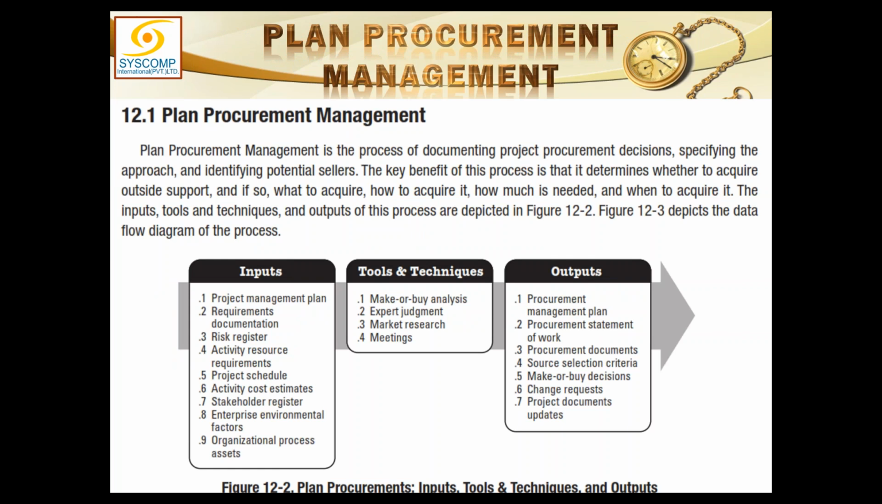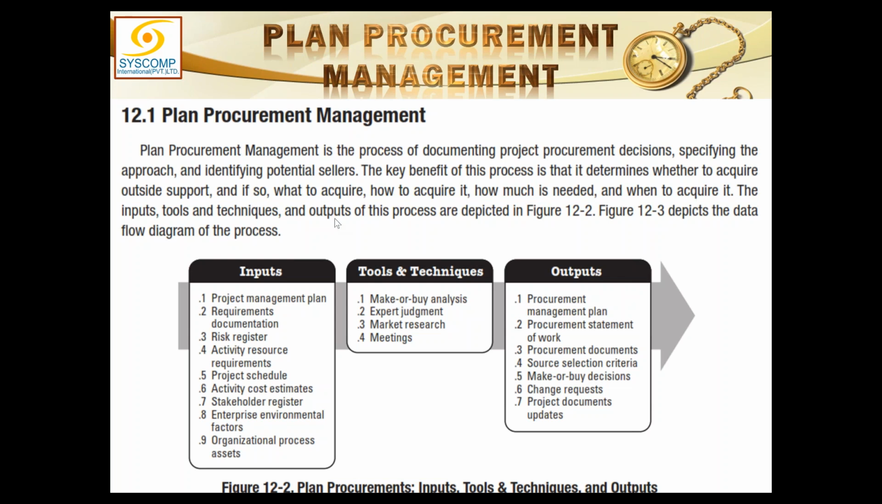Now, explicitly coming to the first process, that is planned procurement management, it is the process of documenting project procurement decisions. And what are those? Make or buy decision, project procurement decision, specifying the approach, how we'll go about it, and identifying potential sellers. Key benefit of this process is that it determines whether to acquire outside support, and if so, what to acquire and how to acquire it, how much is needed, and when to acquire it.